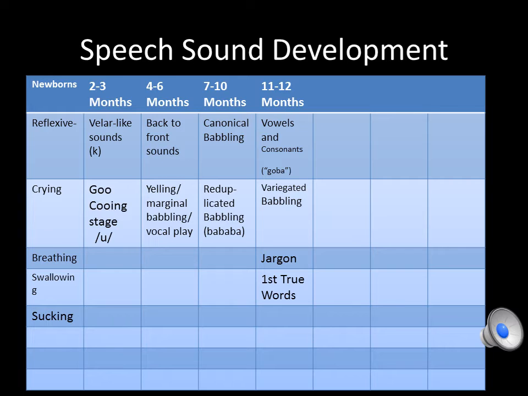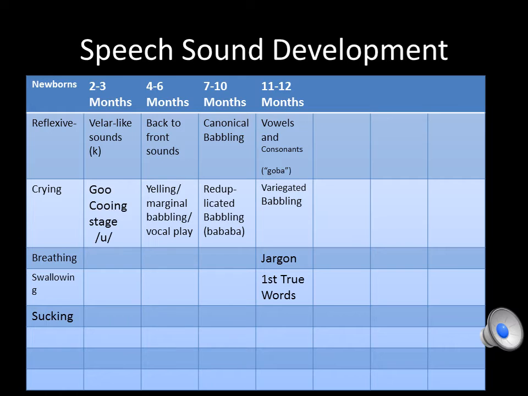At the 2 to 3 month level, children begin to make velar-like sounds or cooing or gooing in the back of the throat. At the 4 to 6 month level, those back sounds start to move more forward and children begin expanding or playing with their voices. So they sound like approximations. They might sound like ya ya ya ya or ah ya ya ba ya ya. So there's a lot more vocal play and a little bit of marginal babbling happening here.